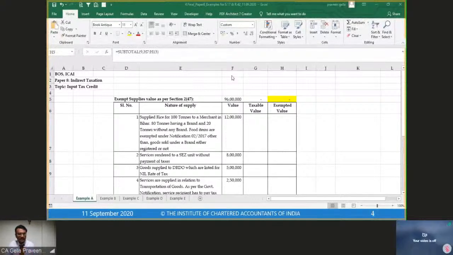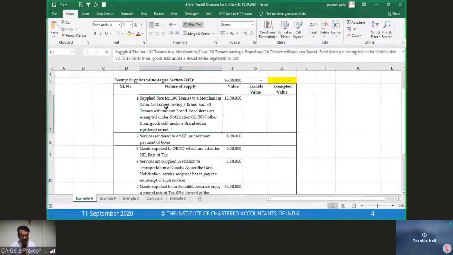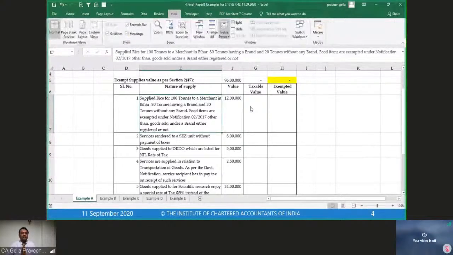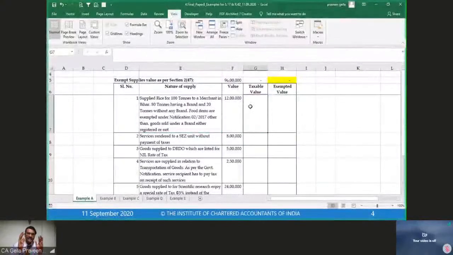So what I'll do, I'll come back to my Excel, start examining the answers one by one. Okay. Now, first question, it says there is 100 tons which were supplied. The value for 100 tons is 12 lakhs. Out of this 100 tons, 80 tons have a brand and 20 tons do not have a brand.